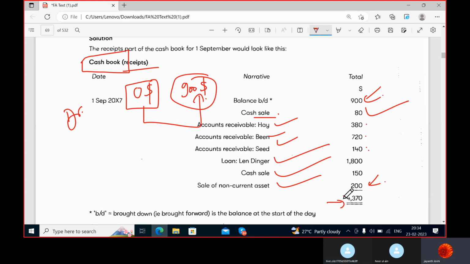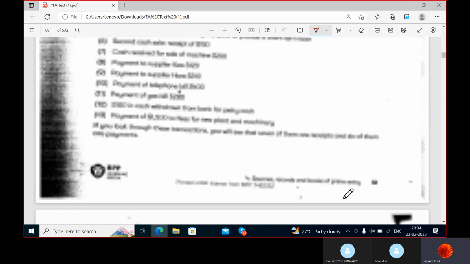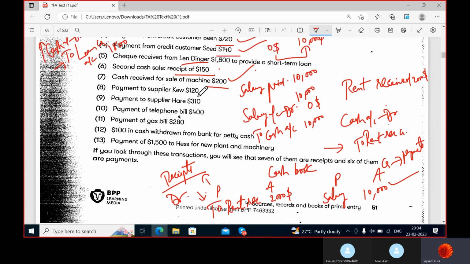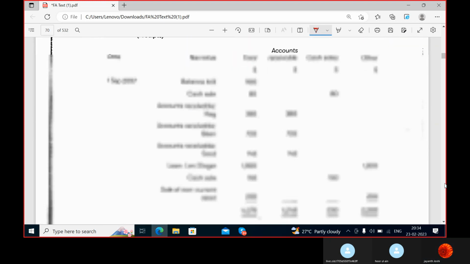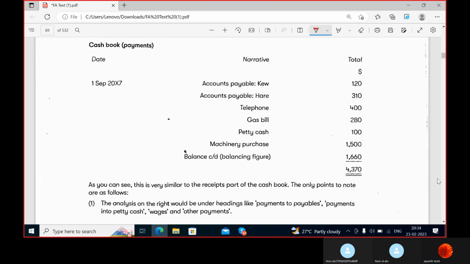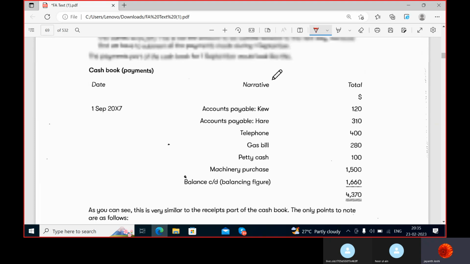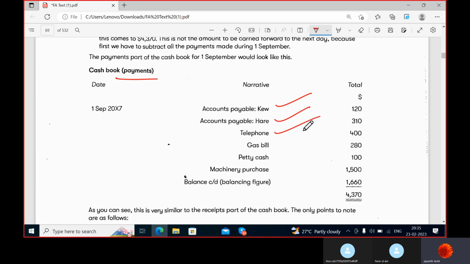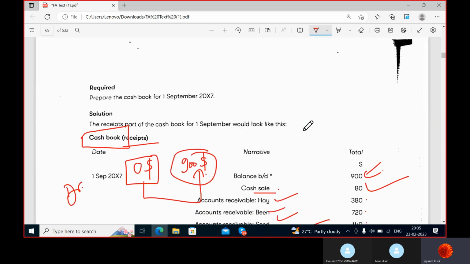Now payments. The rest all we can put here. All these things, payment to supplier Q, we'll put on the payment side. Supplier here, and then we pay telephone bill, payment of gas bill. So we'll put all those things here. So accounts payable. So this is payments. Q here, telephone bill. Okay, and then there would be something else even.